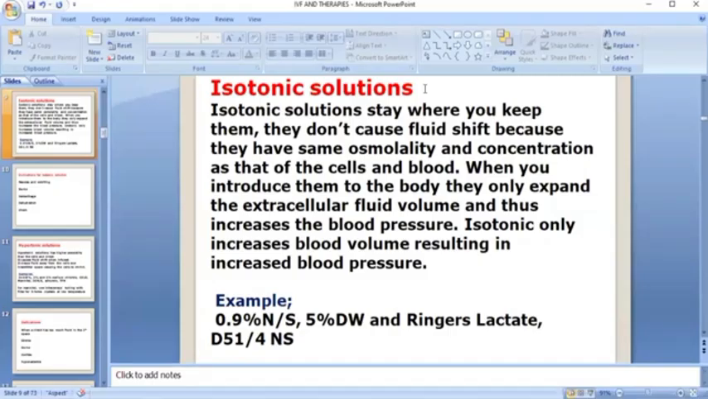So when you put them in the blood, in the vein, what they normally do is just to expand the fluid volume. They will be in the vein and do what? Increase the fluid volume. We don't have movement. So that's why when you give a client isotonic solutions, most of the time what you notice is a slight elevation of blood pressure. And we have examples: 0.9% normal saline. We have 5% dextrose water. Ringer's lactate.